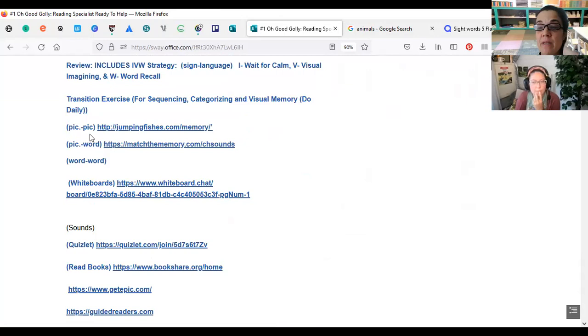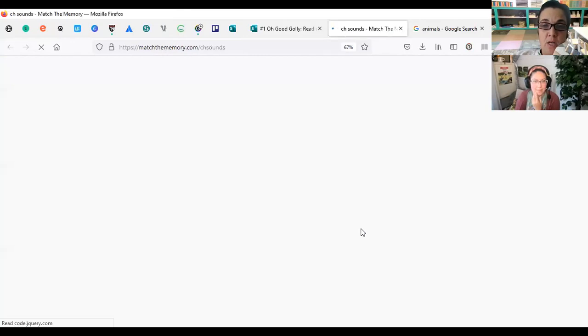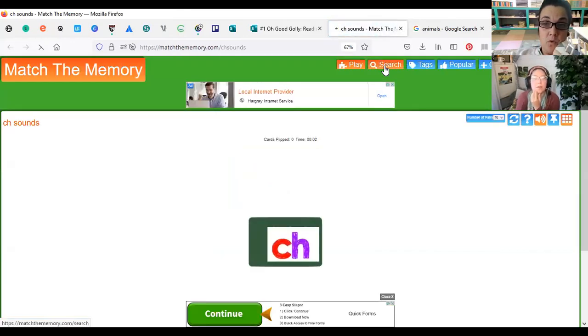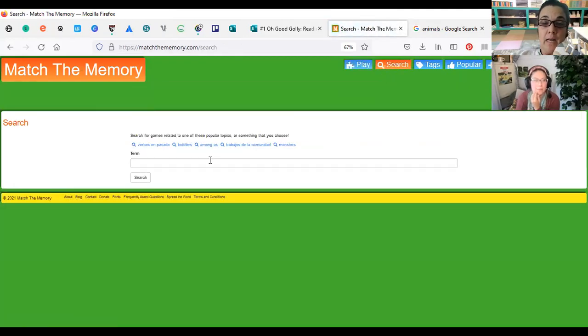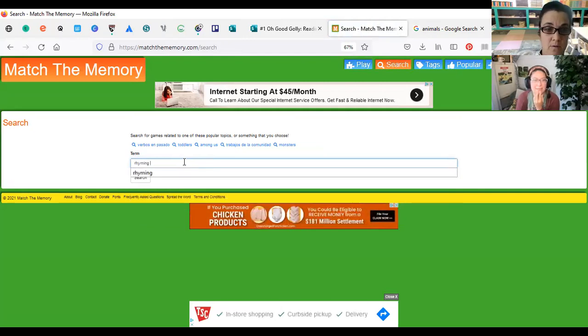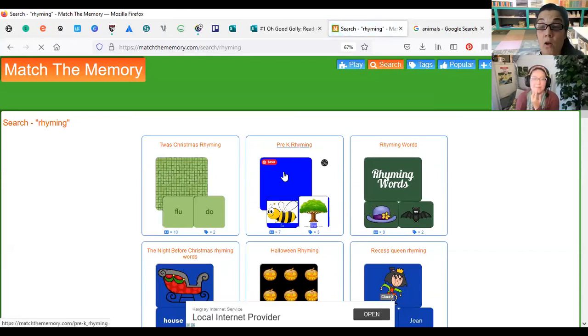You could do a picture to picture matching, a picture to word matching, or word to word, but I do a word to picture matching because in this program, you can do rhyming. You can search for literally anything, Minecraft, anything. So I do rhyming. And we do that. And so there we go.